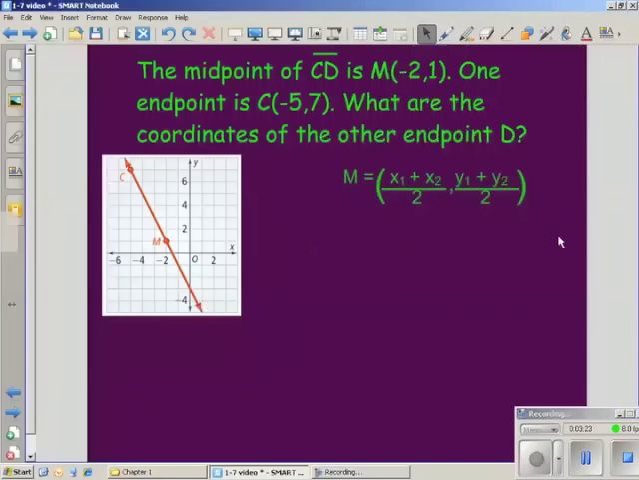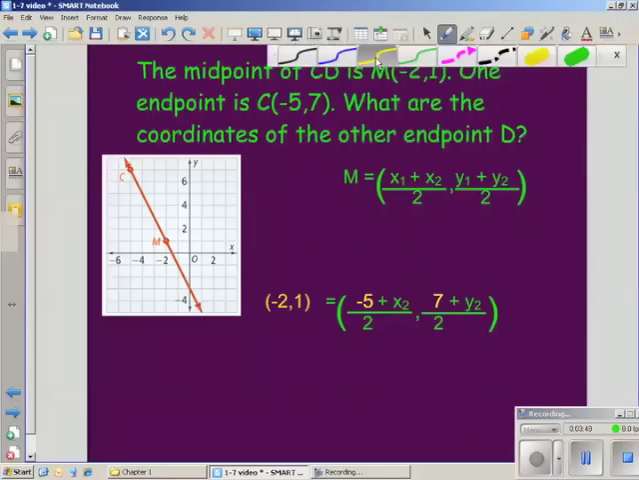So let's look at our formula again. To find the midpoint, we take the average of the x and the average of the y's. So let's plug in the information that we have. We have the midpoint, (-2, 1), and then we've plugged in point C. So now let's solve for the x and the y.